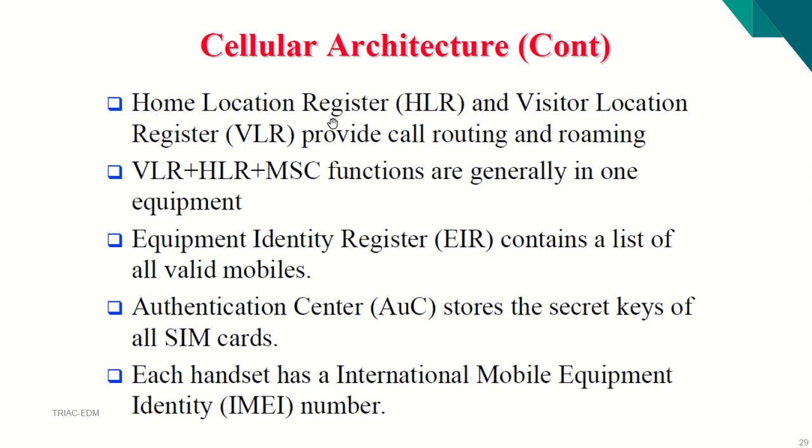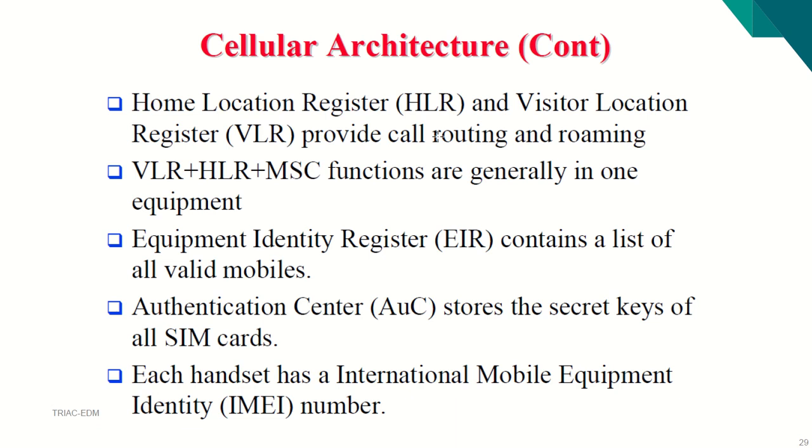The home location register and visitor location register provide call routing and roaming. So let's say your home location is at cell A and you go to cell B. Now you are a visitor in cell B, so it reroutes all your information to cell B, because you are considered to be located in cell B, right? That's called call rerouting.